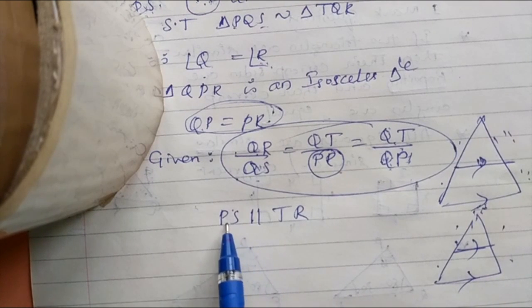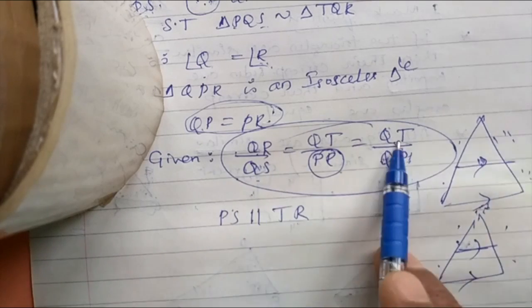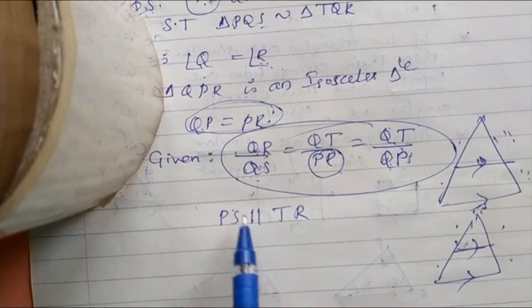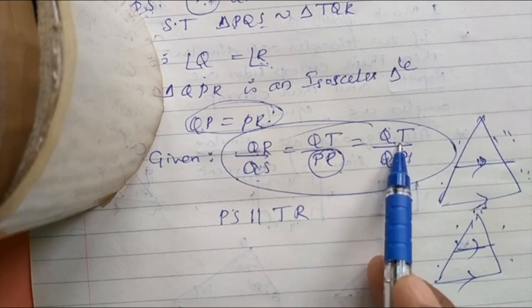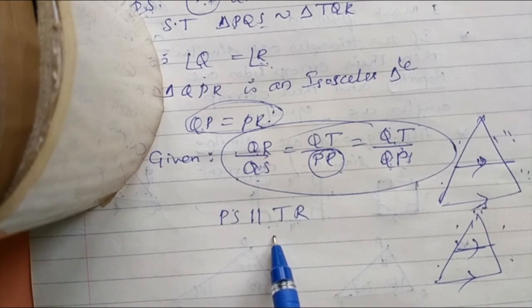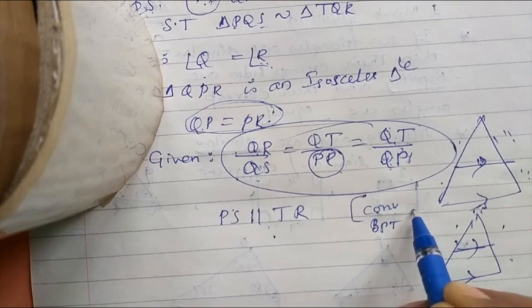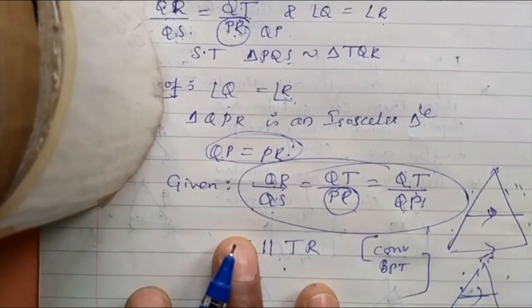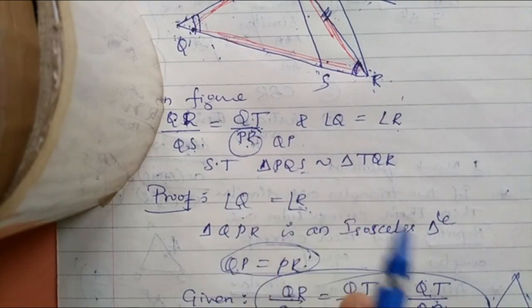The result of BPT is: when two lines are parallel, sides are in ratio. Now, when sides are in ratio, then lines are parallel. That is the converse of BPT. Converse of BPT I used here. Now after using this hint, we go for the main proof.